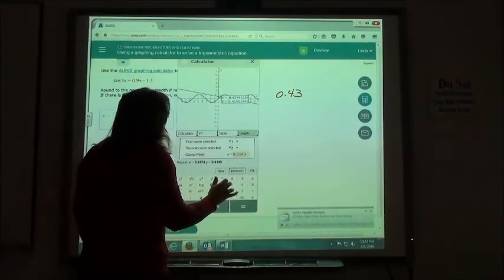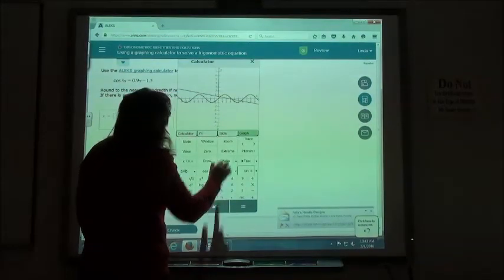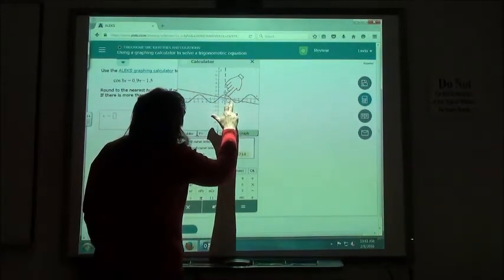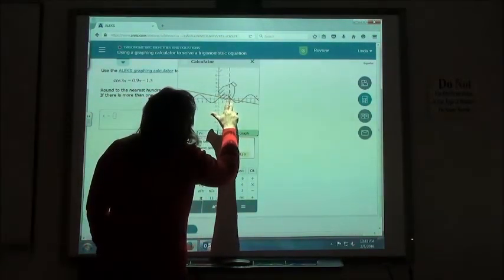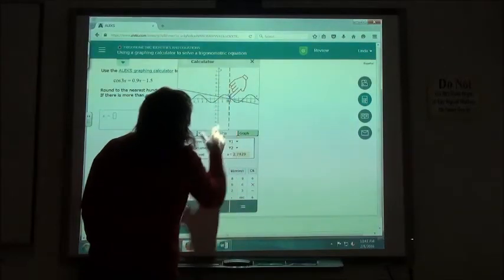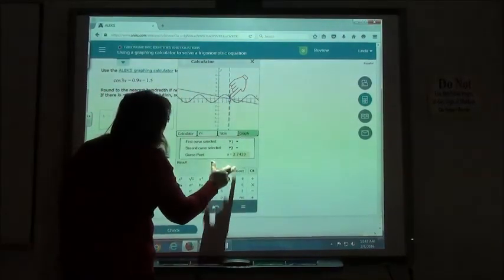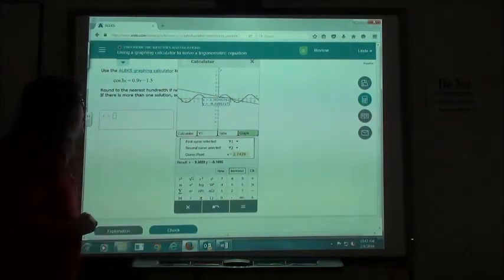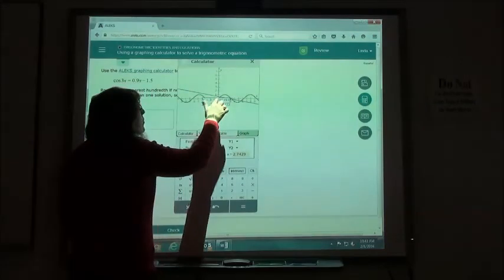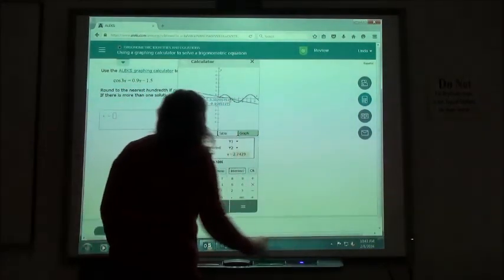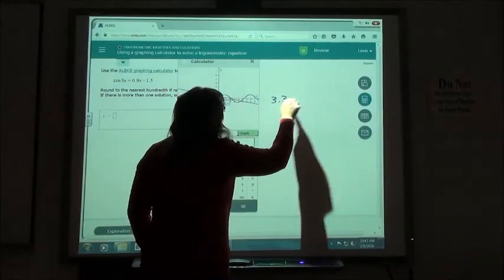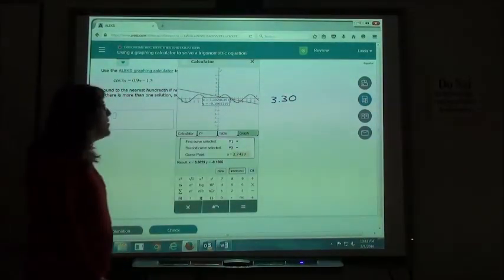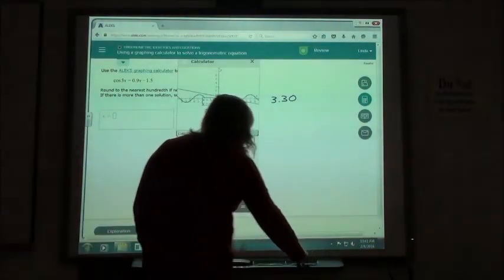I'm going to hit OK. I'm going to hit intersect again. I'm going to drag that over to my next intersection. There we go, somewhere close. I'm not even right on there. But when I hit intersect, it pops over to the actual intersection. And so we can see this one says 3.302. So 3.30 is going to be our second intersection. Hit OK.